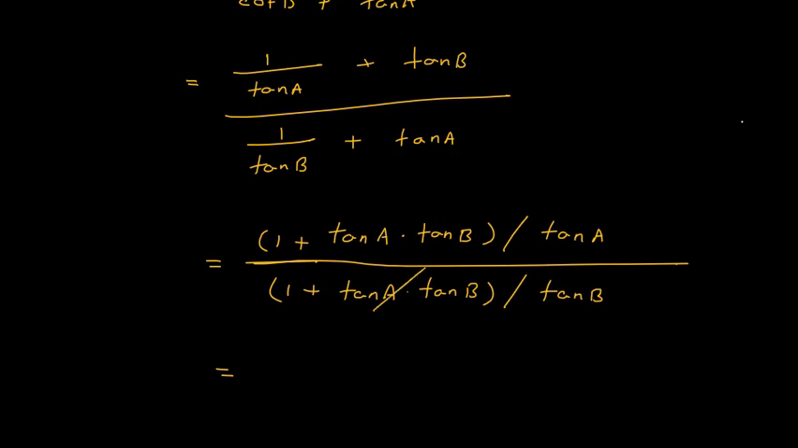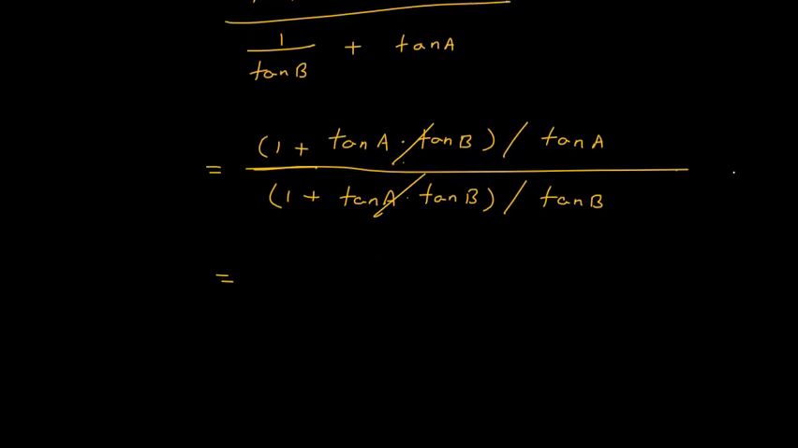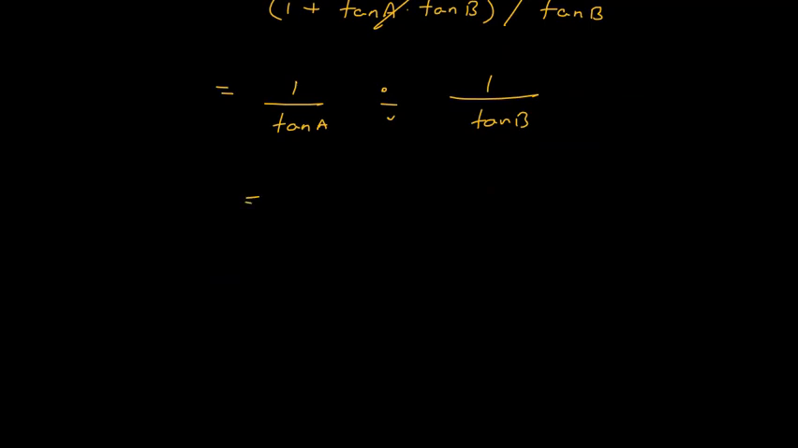So now you can see that this part you can cancel, and here this tan A is in denominator, so it is like 1 upon tan A and divided by 1 upon tan B. So you will multiply and you will say that this is 1 upon tan A, and now 1 upon tan B into this 1 upon tan B can be written as cot B.